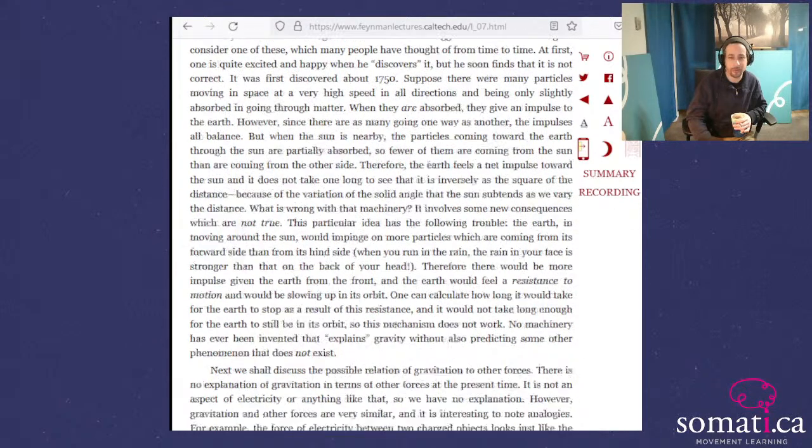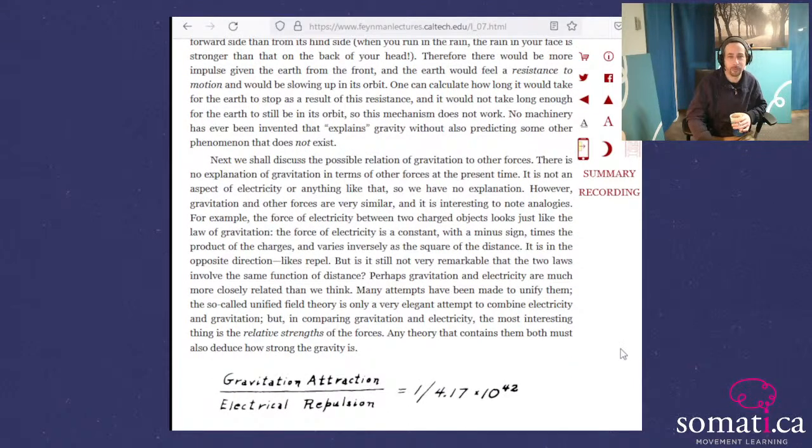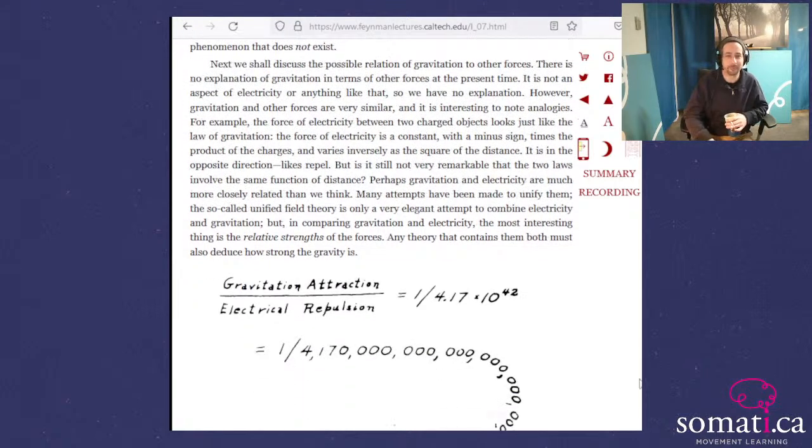All the other force laws give the wrong predictions, says Feynman. No machinery, no, that's not what Feynman says. No machinery has ever been invented that explains gravity without also predicting something which doesn't exist. There you go, that's exactly what Feynman says. So, why is gravity so weak? Gravity over electricity is a tiny, tiny number.